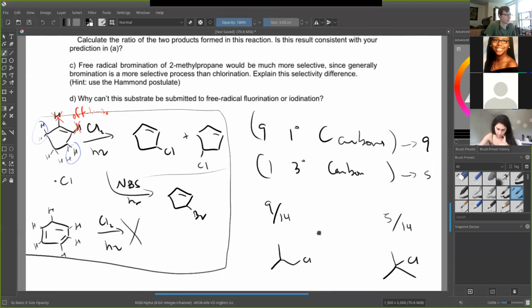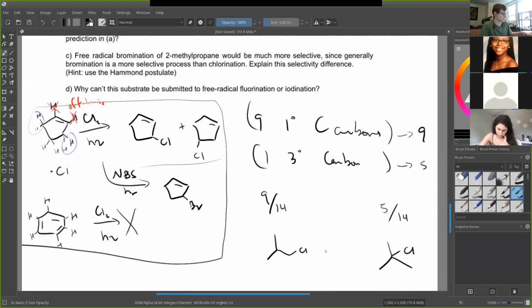Okay. Last one. Why not fluorination, iodination? That's the word for it, as it turns out. It's iodination, as opposed to whatever garbled nonsense I've been saying all along.